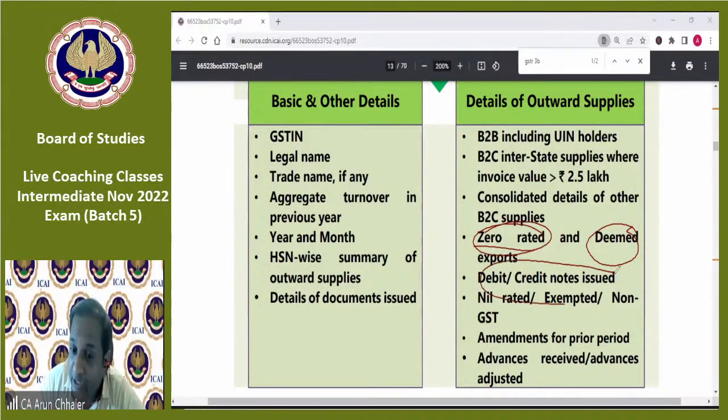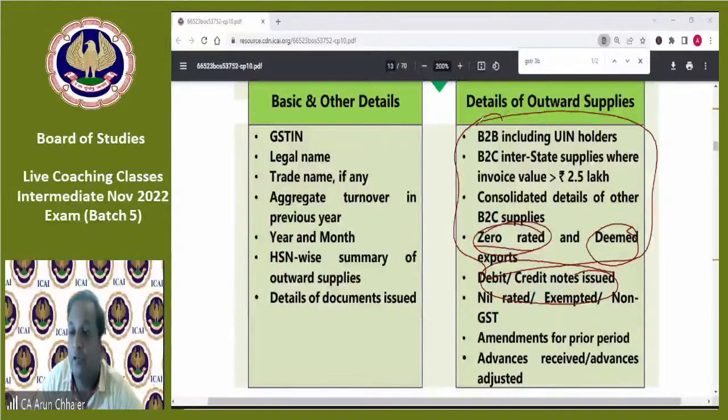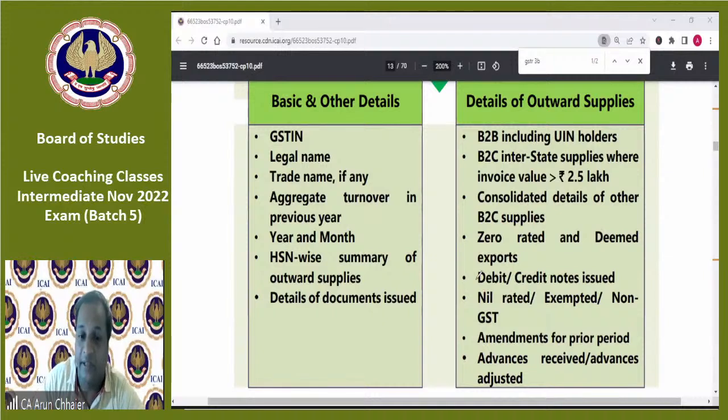Debit note and credit note, any issue for any party? I have issued the debit note and credit note. We have discussed section 34 in the tax invoice, accounts and tax invoice chapter. You can refer to what the debit note and credit note are. So whatever debit note, credit note you have issued, you have to report that also separately. Nil rated, exempted, non-GST supplies. Amendment for the prior period.